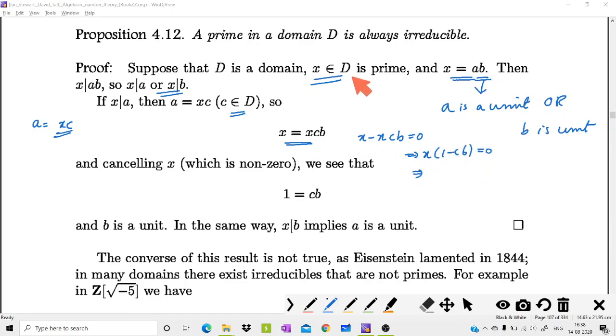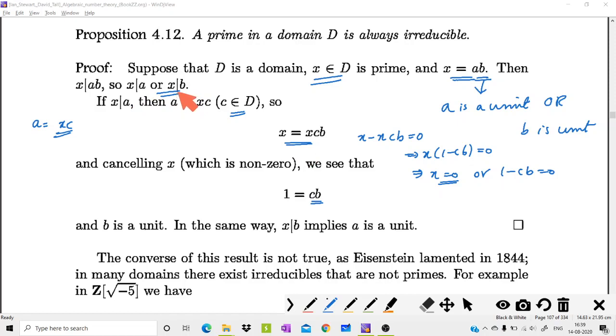As this is an integral domain, we can say that either x equal to 0 or 1 minus cb equal to 0. We know that x is a prime element. A prime element means a non-zero non-unit is defined as a prime element. So x equal to 0 is not possible because our assumption is that x is a prime element. So 1 minus cb equal to 0. Then we can say that c and b are units. In particular b is a unit. That means if x divides a, we have b is a unit.